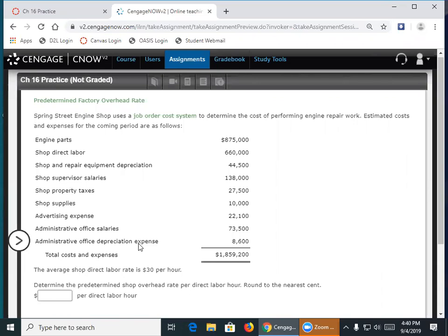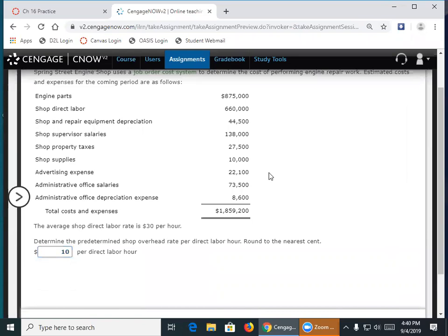Again, that one's just a little bit different as far as we have to come up with the total overhead and come up with our activity base to divide by. But that's what we just determined. So we are going to apply overhead at $10 per direct labor hour.